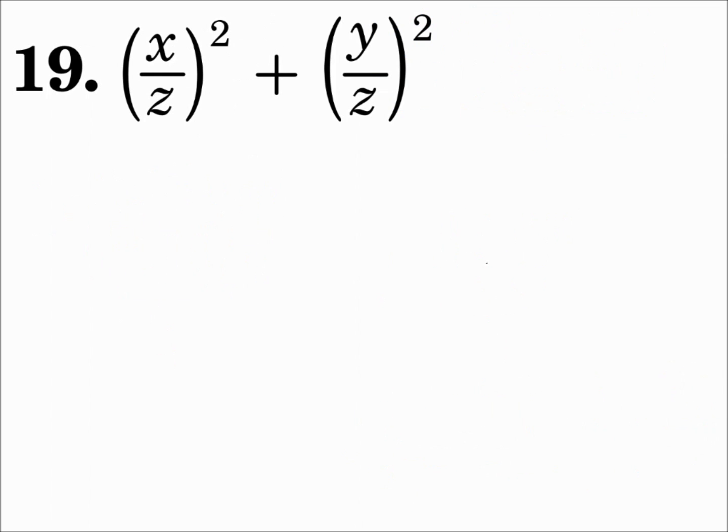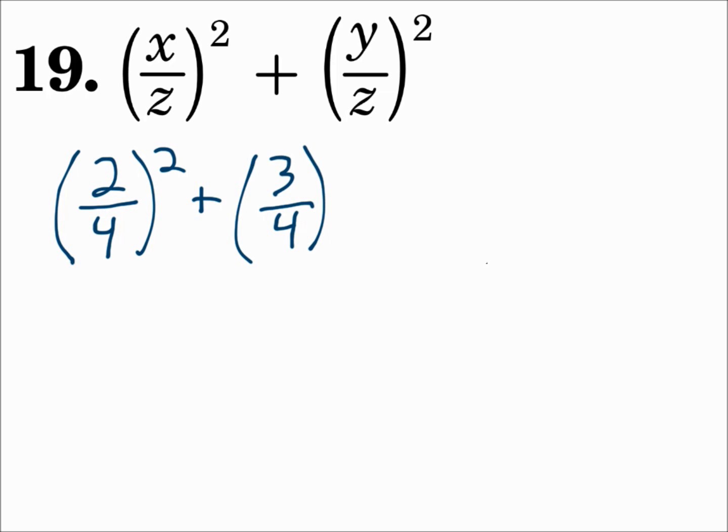For number 19, let's substitute the variable values in first. X is 2, Z is 4, Y is 3, Z is 4. Now I have parentheses. However, I'm thinking ahead, and both of these fractions have a denominator of 4, and they will both be squared, giving us a denominator of 16. Since I'm adding, I want the denominators to be the same. So I'm not going to reduce 2/4. I'm going to leave it the way it is and watch what happens.